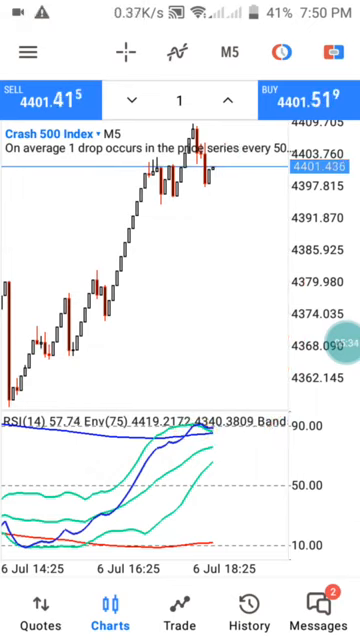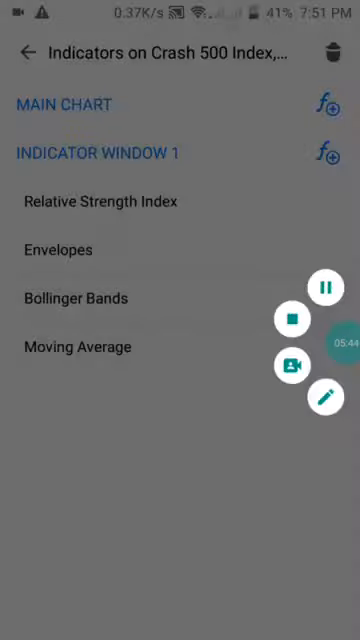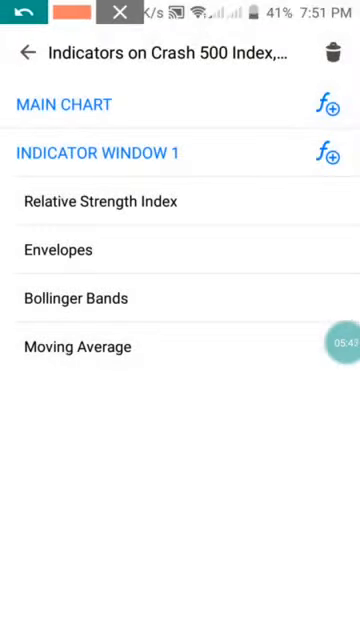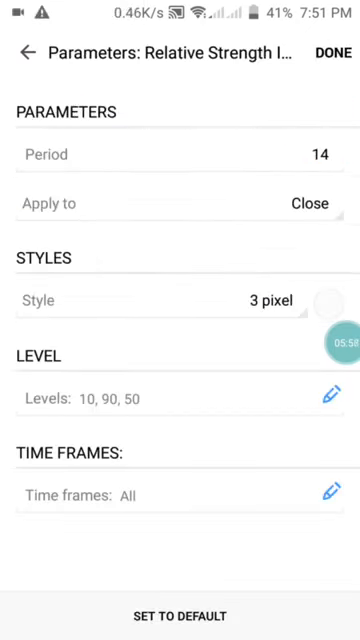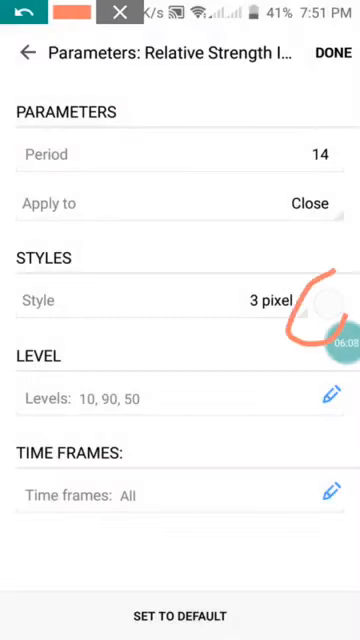So guys, let me show you the settings of this particular strategy. So we have our main chart. In our main chart, we don't have anything there. So you just go straight to our indicator window 1, and inside this indicator window 1, you are going to click on this fx, and you are going to select your relative strength index. And once you select your relative strength index, you are going to set your period to 14. You are going to apply to close, and your style is going to be the color of your background. So I'm using a white background, and that's why I have my color to be white here.